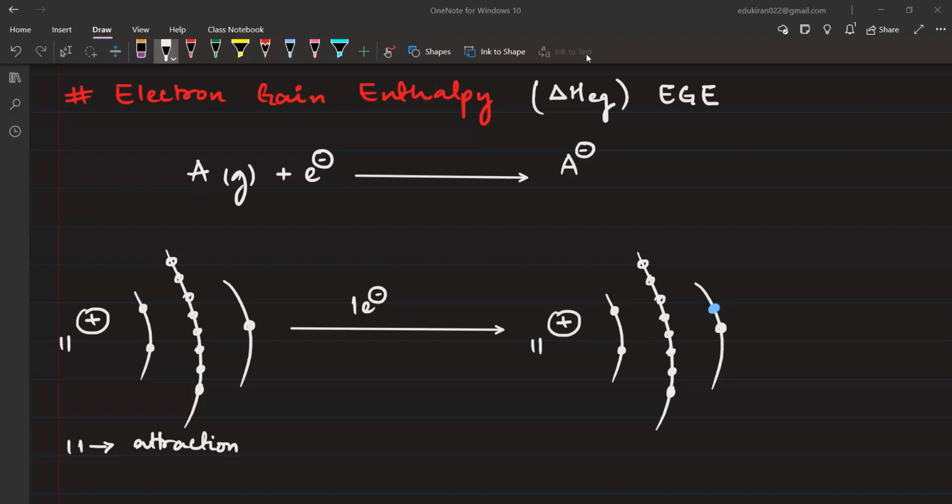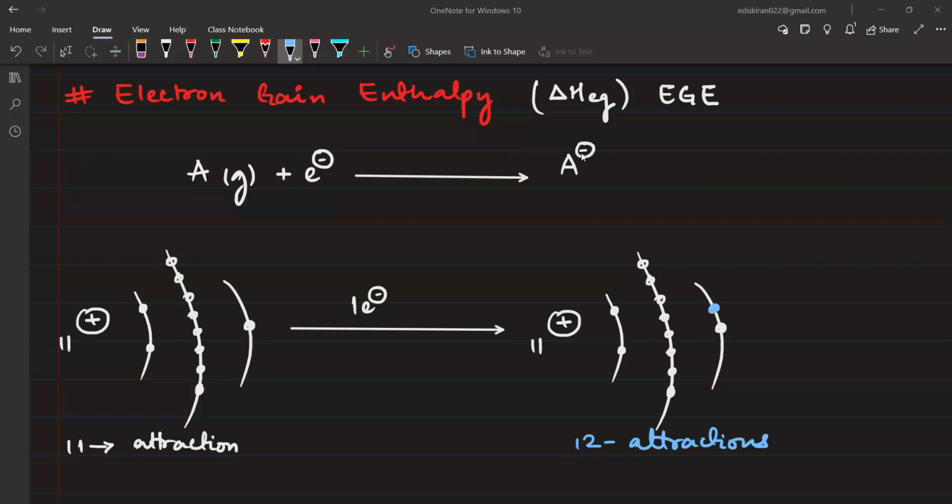Now, all of you tell me how many attractions there are when I give an extra electron. After giving 1 more electron, the 11 attractions which were there are still there, and we have a new attraction between the nucleus and the electron. So in this case, we will have 12 attractions, correct? Correct, we are having 12 attractions here.